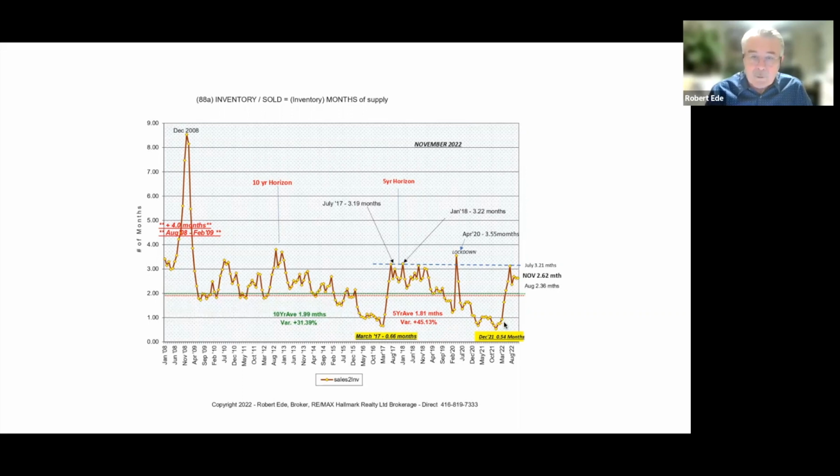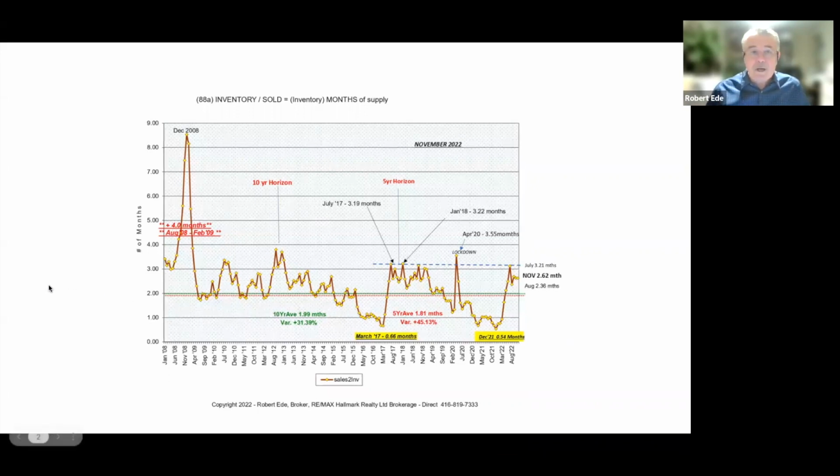Less than a month's worth of inventory. And then recently, in December of '21, surprisingly enough, December, which we say is a slow time, it was hot for sales. It was 0.54 months of inventory. And then we went back up to a normal time of year when things happen, and we bounced around between 2 and 3 months. 2 is the long-term average, and 3 is the recent high for months of inventory. And we bounce around between 2 and 3, and 2.62 is where we are right now.